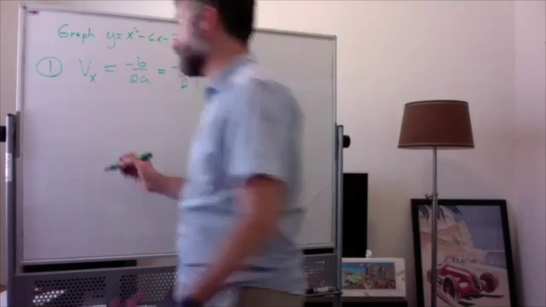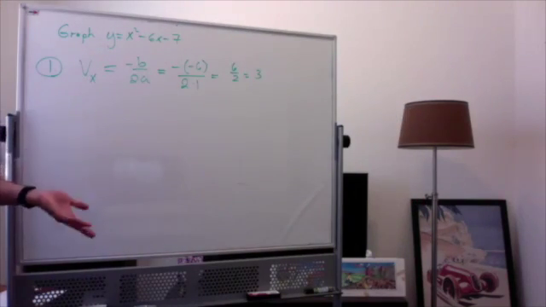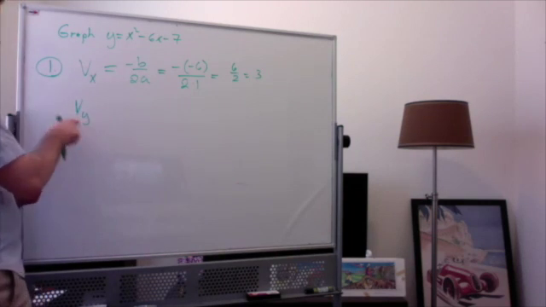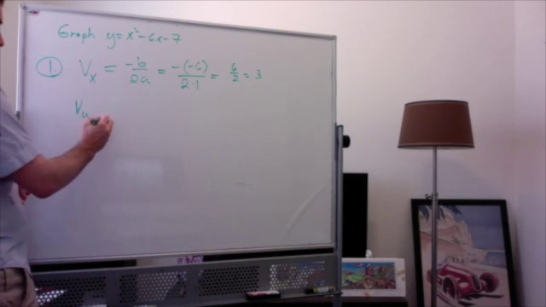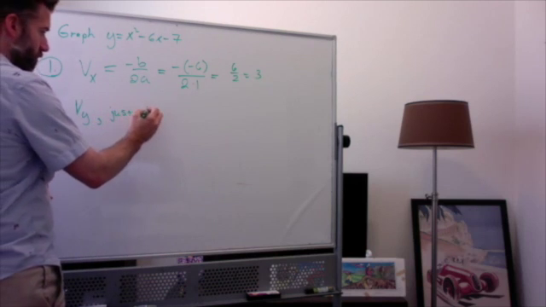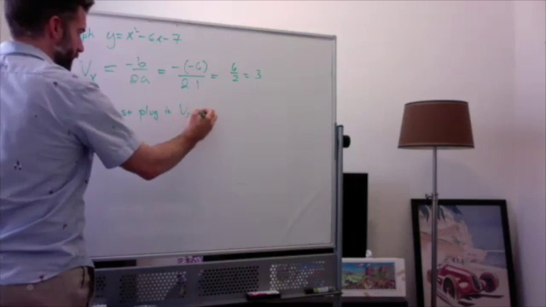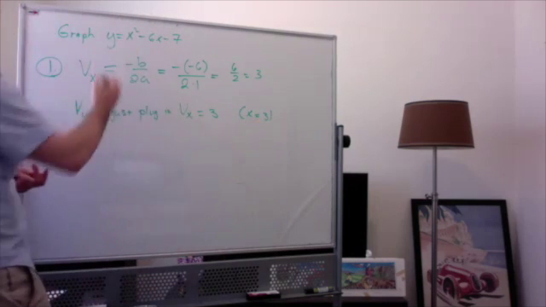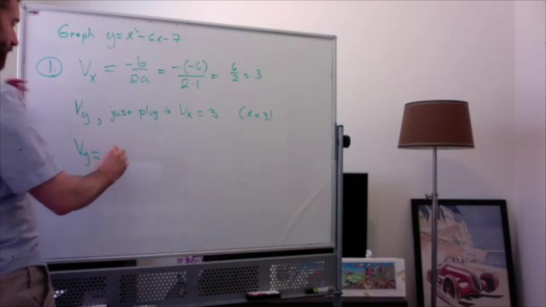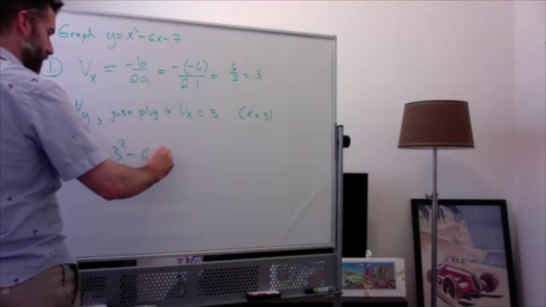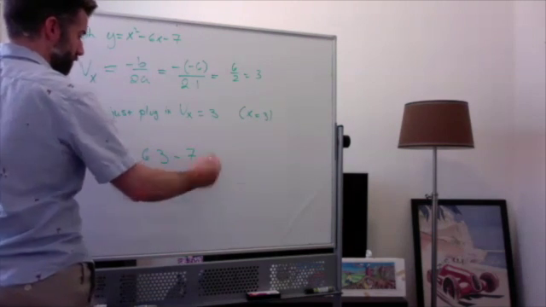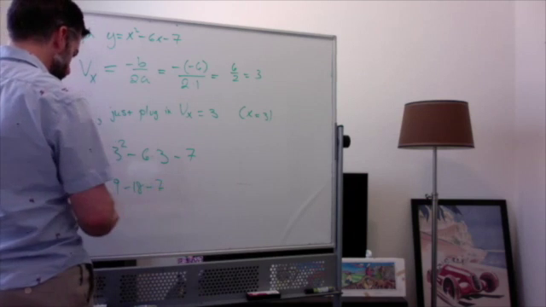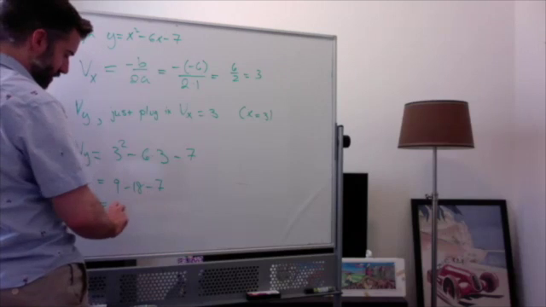And then the y coordinate. So here's the nice thing. Once you know the x coordinate of the vertex, you can find the y coordinate by plugging in x. So the y coordinate of the vertex, which I call v sub y, we just plug in v sub x equal to 3, or really just x equal to 3. So if I plug that in, the y coordinate is going to be 3 squared minus 6 times 3 minus 7. So that's going to be 9 minus 18 minus 7, which is negative 9 minus 7, which is negative 16.